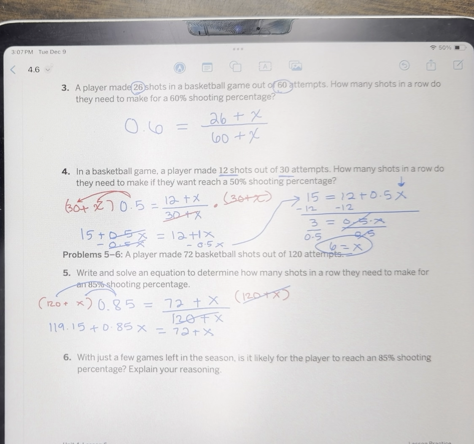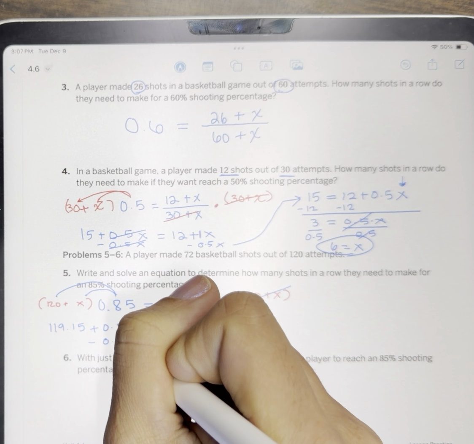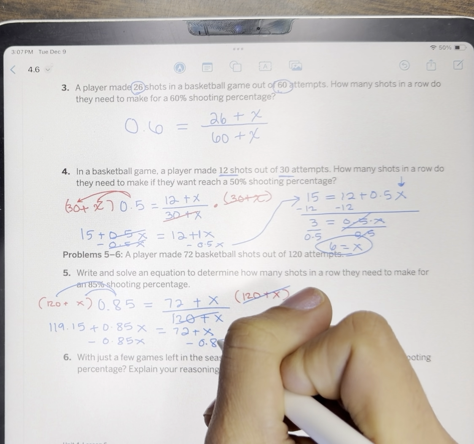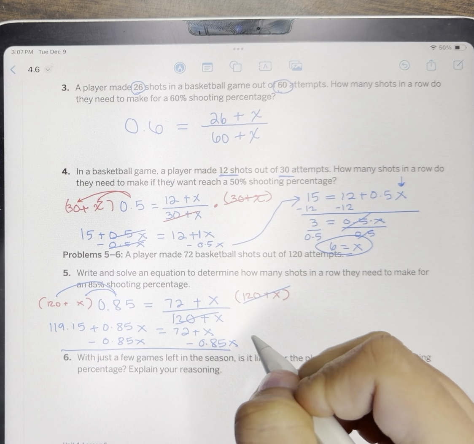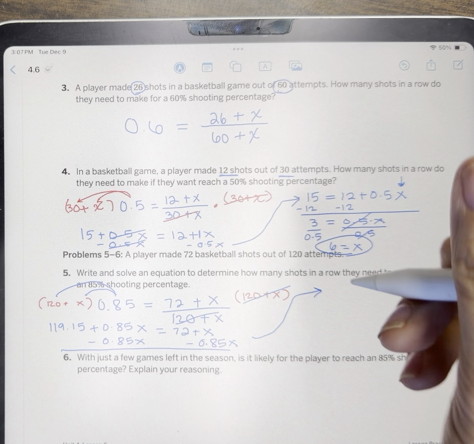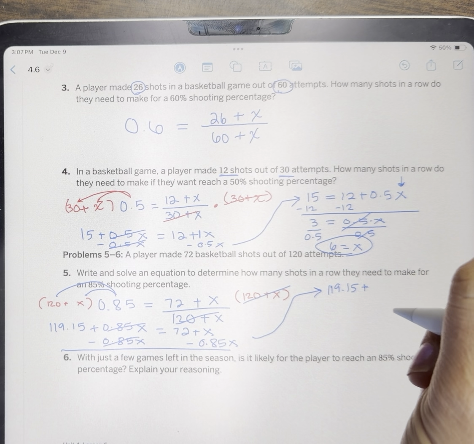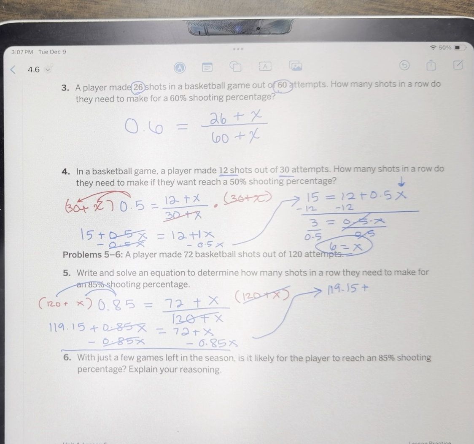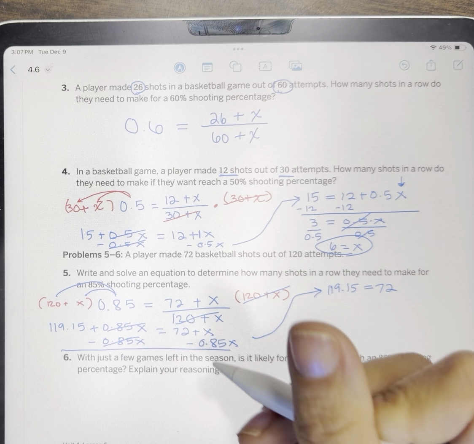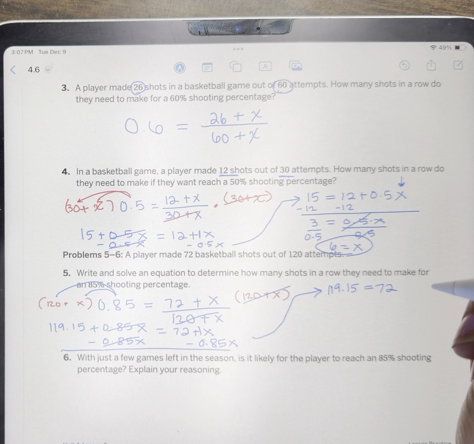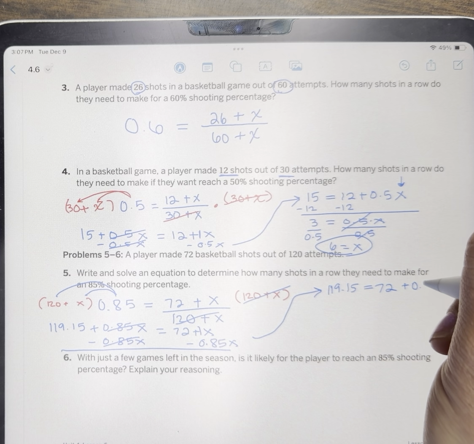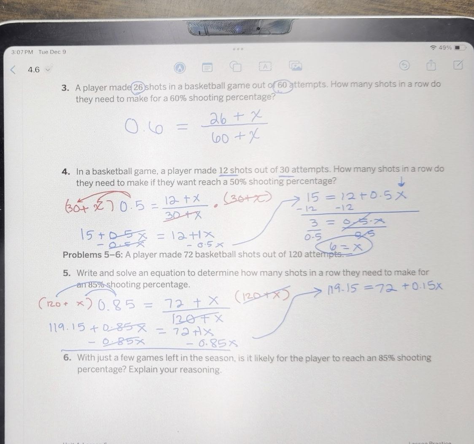And then now I've got the situation where I have an x here and an x here, and I just want to combine them. So I'm going to subtract 0.85x from both sides. I'm going to continue this up here. 119.15 is still there. 0.85x minus 0.85x cancels. The equal sign is next. That plus sign I just wrote, I don't need it. 72. And now this is 1 minus 0.85, which is 0.15.